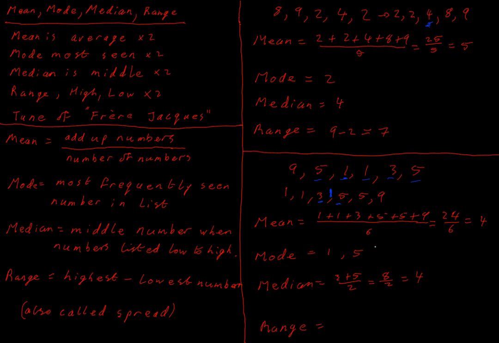And then finally, the range is very easy to see when we have our numbers all nicely listed out. We go from highest 9 down to lowest 1. So 9 minus 1 is 8. And that is our range. And that's what we need for mean, mode, median, and range.